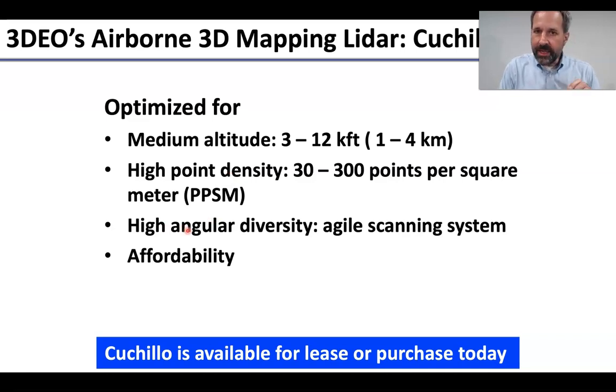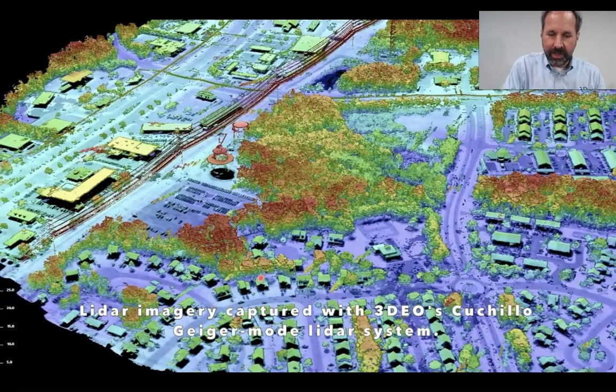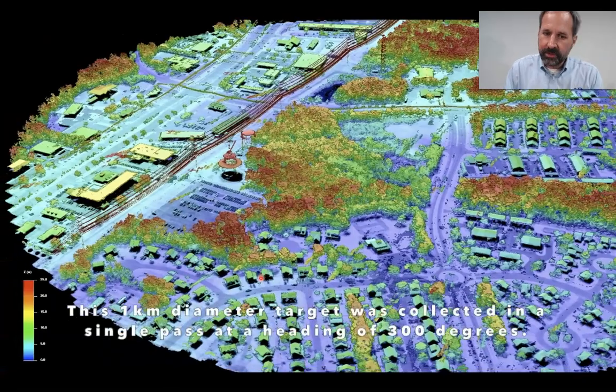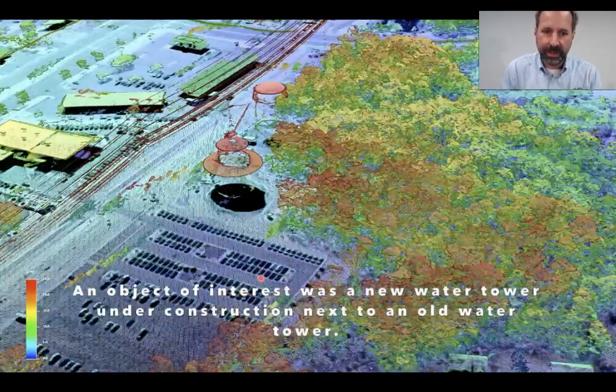The system has high angular diversity, meaning we can interrogate points on the ground from many different angles easily, and it's also optimized for affordability. I'll show you a video here of a 1 kilometer diameter circle that we collected. This was from 10,000 feet. This was a single pass, about 30 seconds of recording time here.